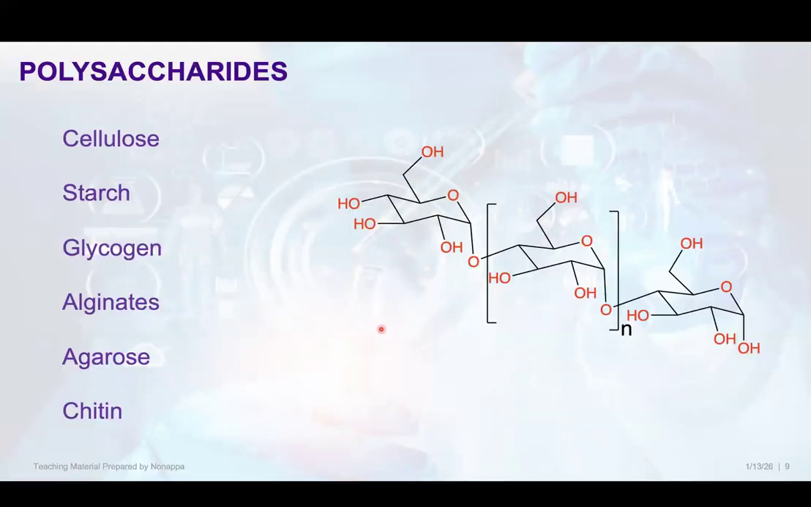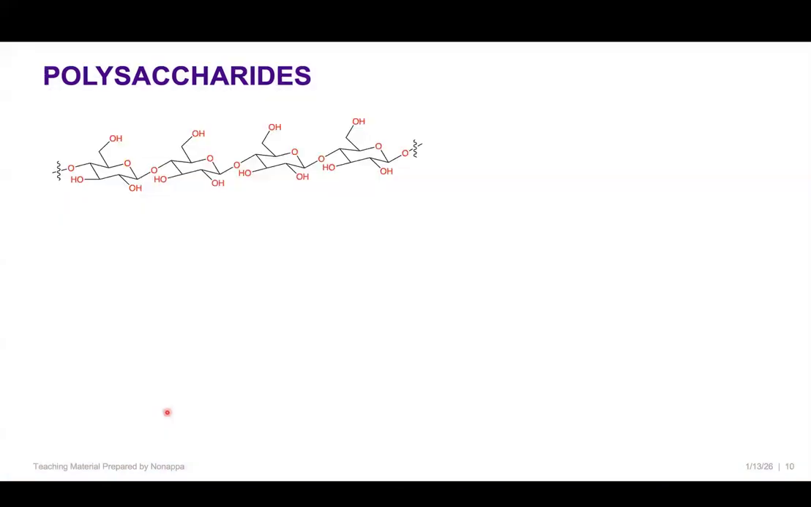Polysaccharides are carbohydrates which contain a large number of repeating monomeric units, or monosaccharides, linked together, once again, by glycosidic linkages. Some common examples are cellulose, starch, glycogen, and other polysaccharides such as alginates, agarose, and chitin.